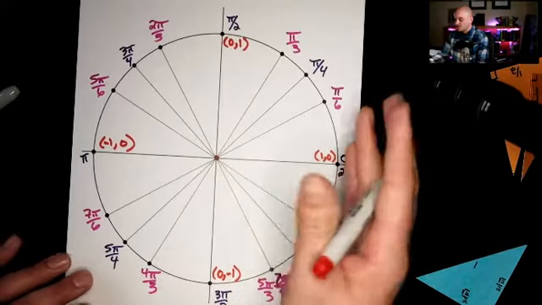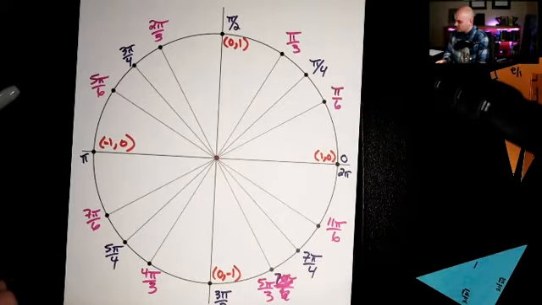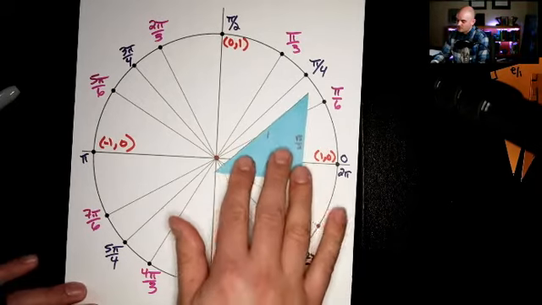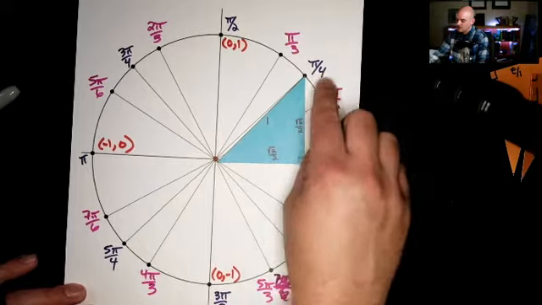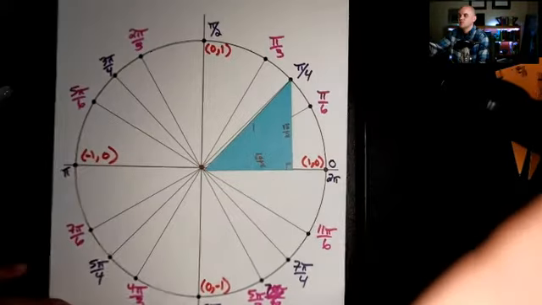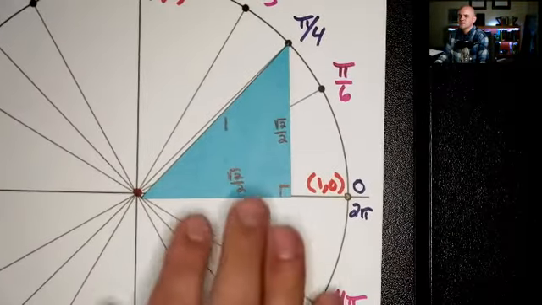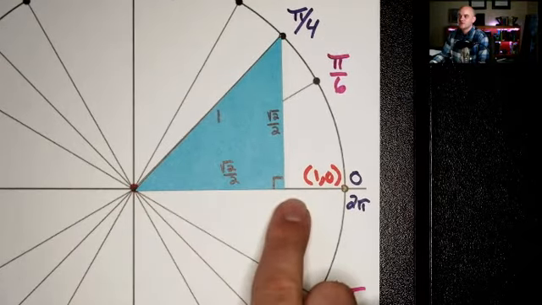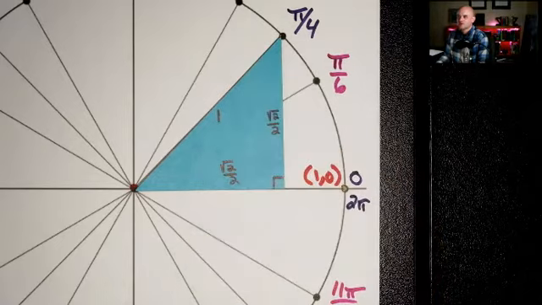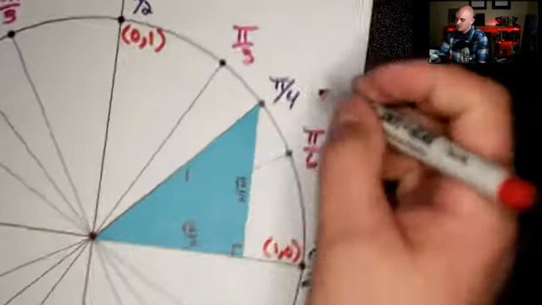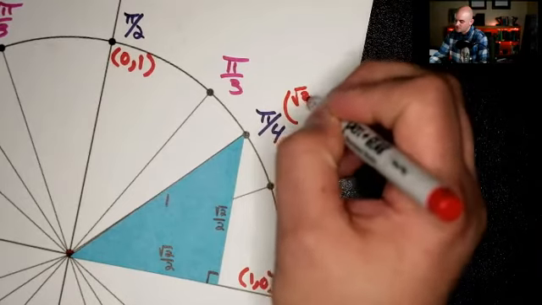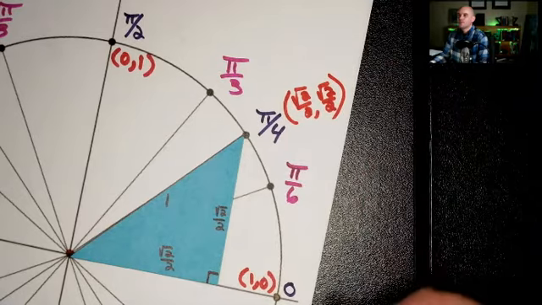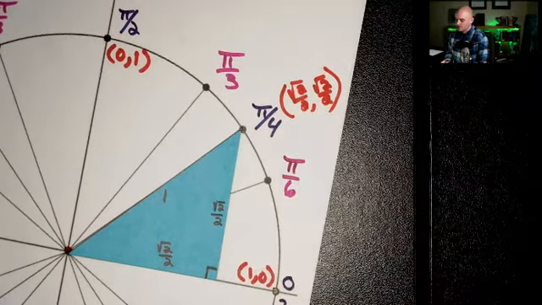Now, where are these other points? That's when we get into the triangles that we drew. I'm going to start with the 45, 45, 90, or this is at the pi over 4 angle here. Let's zoom in on that. Notice that we are going over square root of 2 over 2, and then going up square root of 2 over 2. So at pi over 4, the location here is (square root of 2 over 2, square root of 2 over 2). That's our x and our y coordinates there.